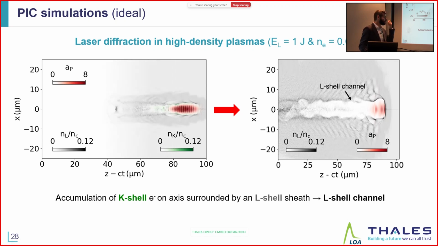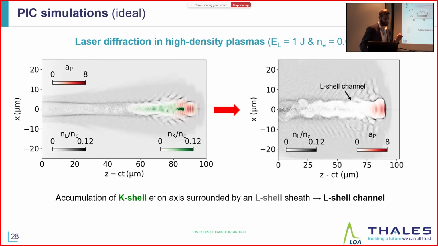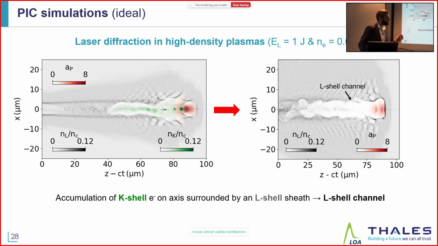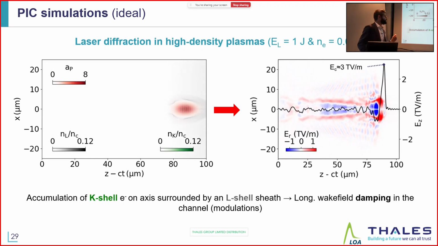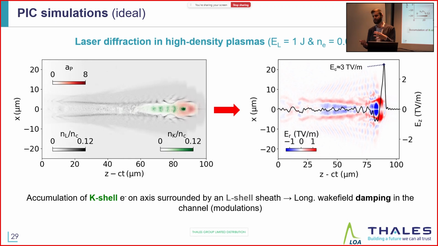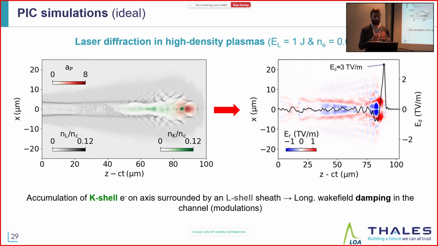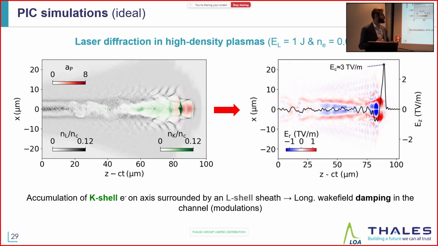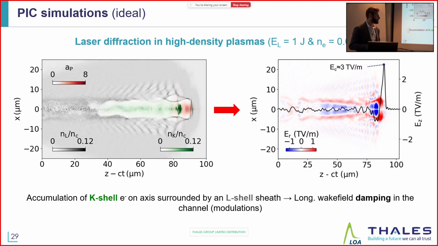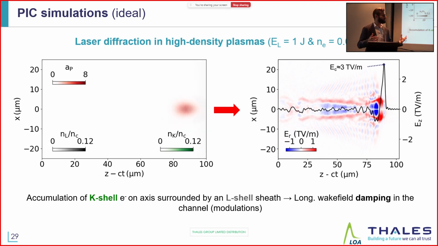Now this is very important, because we are discussing the sort of cavities that can or cannot have a wake field inside. Indeed, such an accumulation of K-shell electrons on axis damps the longitudinal wake field, since if we have electrons, we are not really ensuring charge separation. In order to have a wake field, you need to separate charges. If you have electrons filling any sort of structure, you have a sort of extreme beam loading effect, leading to a damping of the longitudinal wake field.